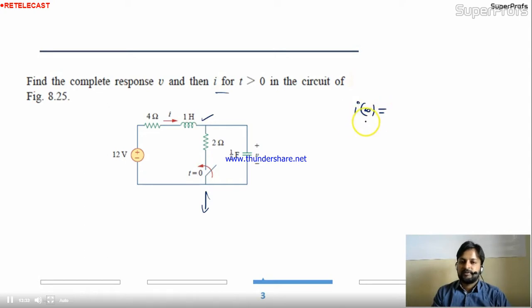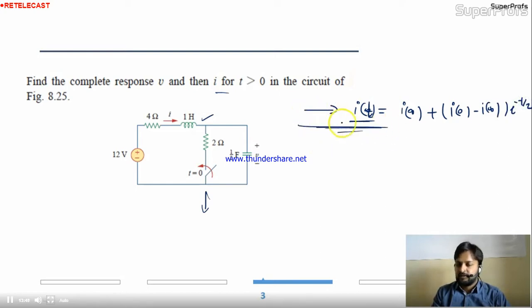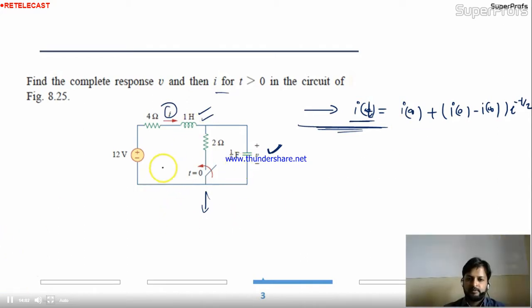Why? Because the IT formula was I infinity plus I0 minus I infinity e to the power minus t by tau. This formula was valid for the inductor current only. Means in the circuit you are having only an inductor, but here you are having a capacitor also, and they are asking for the I. Okay, so how to solve this type of circuit? So this question I'll solve at a later stage after introducing the concept of Laplace transform, right?